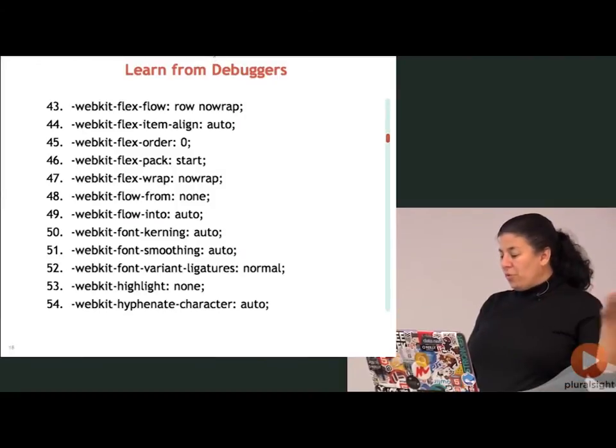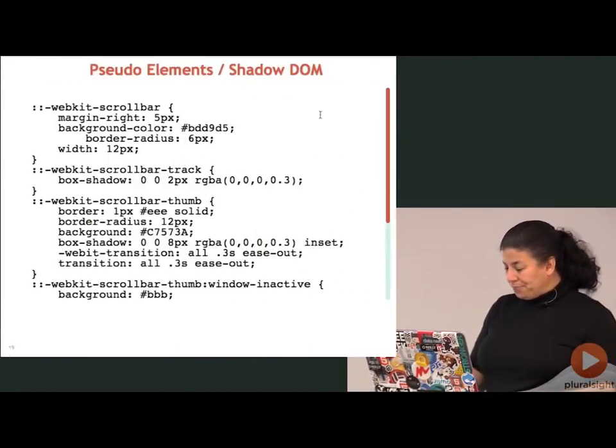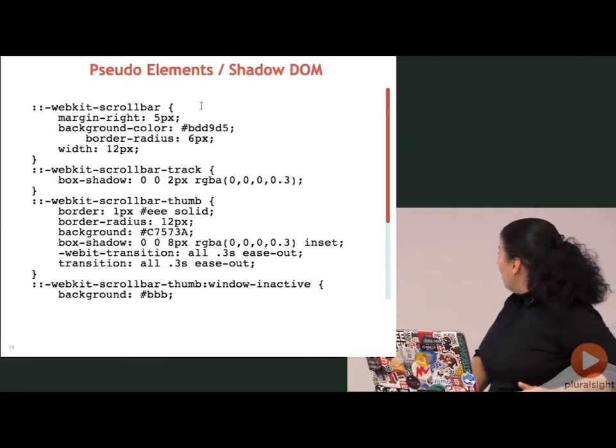So when I showed you from the forms, that was the shadow DOM. And so here, this is how I styled the scroll bar. I just said the scroll bar should be brownish, or is that blue? I don't know. Oh yeah, that's blue. That's the background color blue. Then the track right here should have a box shadow. The thumb, which is this brown thing, should be brown. And window inactive.